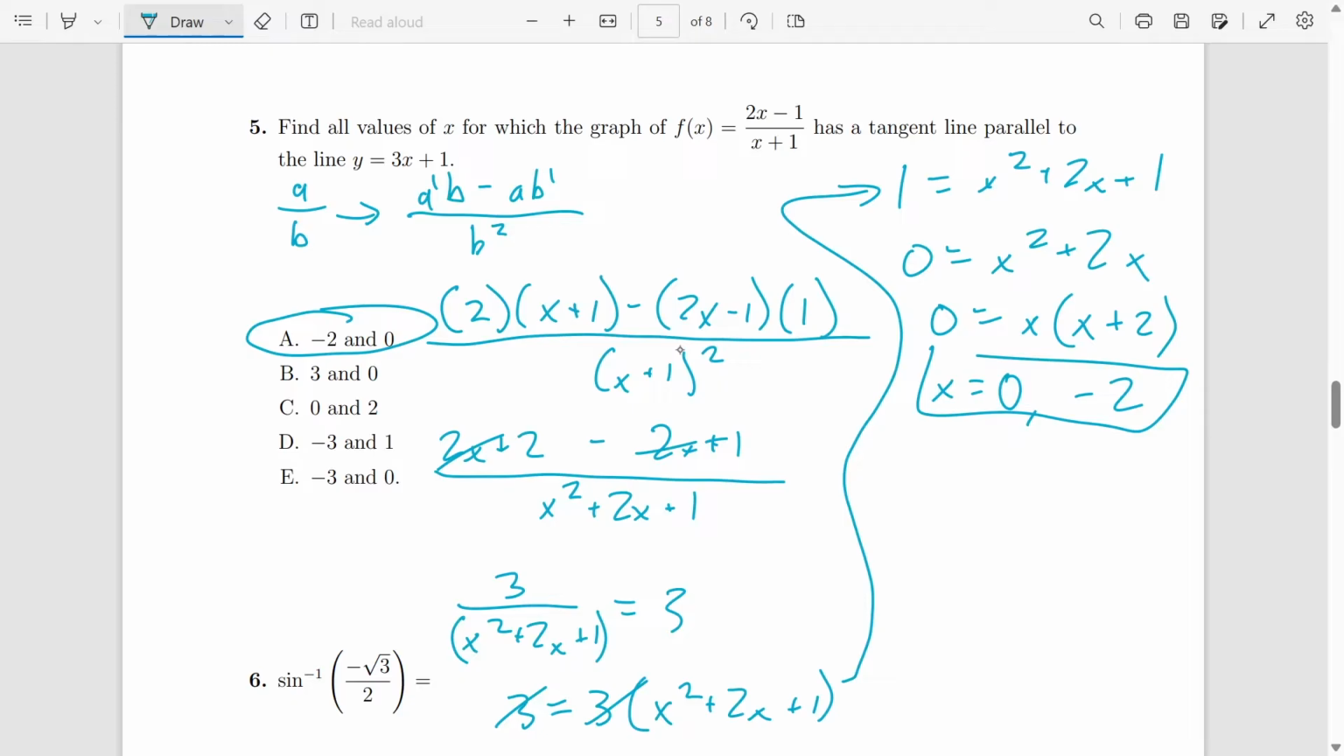Like I said, I like to think backwards, think about what it wants at the end, which is a line parallel to that. So then I thought, okay, a line parallel means it has a slope of 3, and if you take the derivative of this, that'll equal the slope, so you can just set it equal to 3 and then solve for x. So that was my thought process for that, thinking backwards. That really helps out a lot with these word-ish problems.